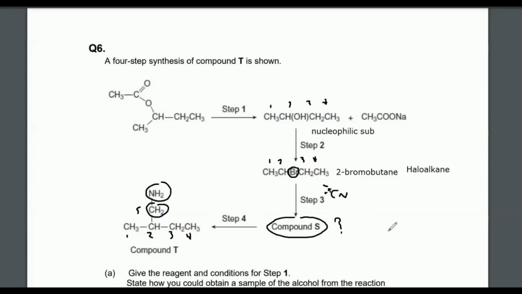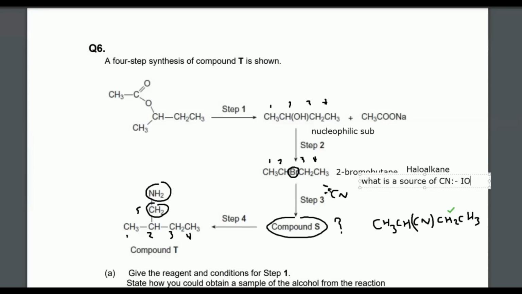Okay. And what is going to be a source of nitrile ions? So you should be thinking about that as a reagent for step 3. What's a source of nitrile ions? And what's the formula of compound S going to be? Well, just swap out that bromine for CN. So CH3, CH, CN, CH2, CH3. And that will get you a mark. That's going to be the structure of compound S, because you're swapping the CN where the bromine is. And of course, you've added an extra carbon.